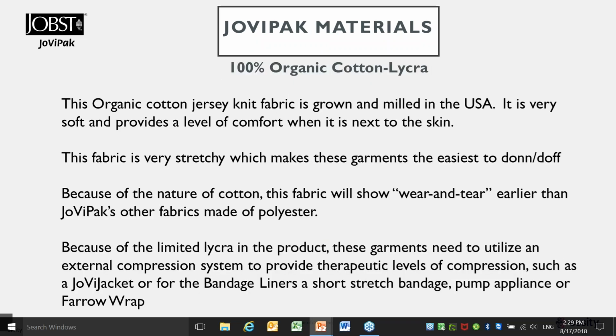The 100% organic cotton lycra is a jersey knit fabric, and it is grown and milled here in the United States. It's a very soft fabric, and it's very stretchy. This fabric, however, does not have a wicking property such as the Polartec fabrics, but this one will also show a little bit more wear and tear earlier than the JoViPak fabrics made of polyester.